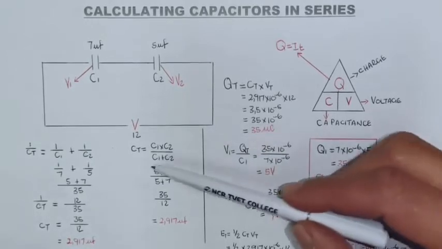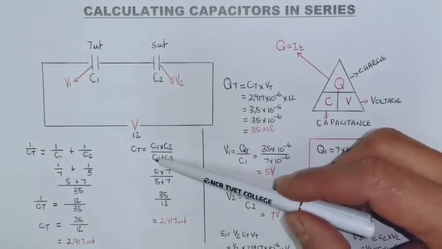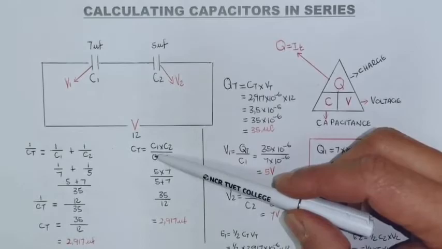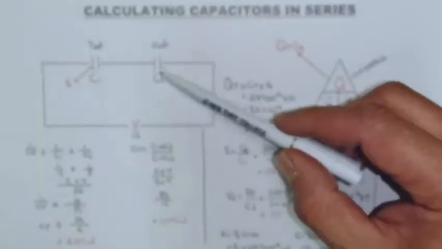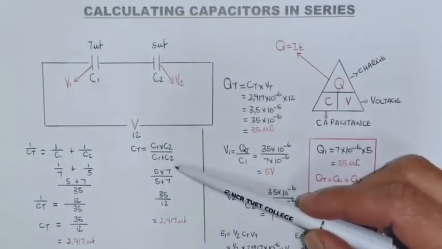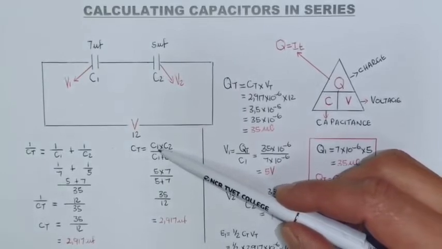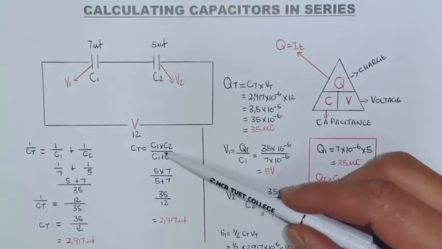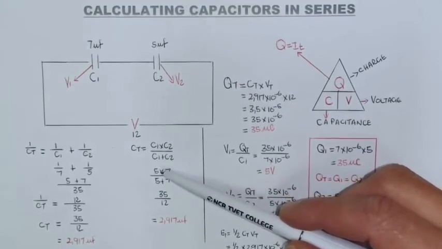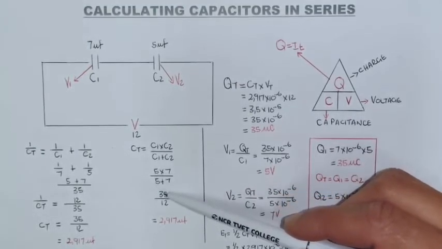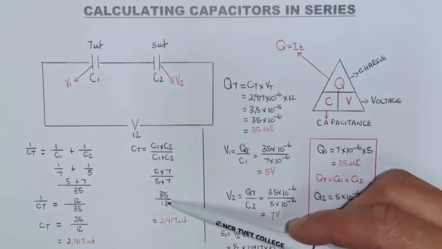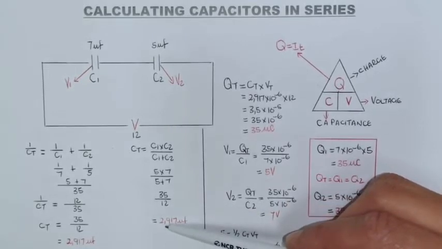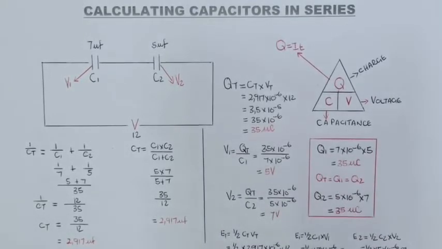The same on this side with this other formula. It's a little bit easier when you're having two capacitors in series, whereby you say C1 multiplied by C2 divided by C1 plus C2, which will give me 35 divided by 12, and that will also give me 2.917.